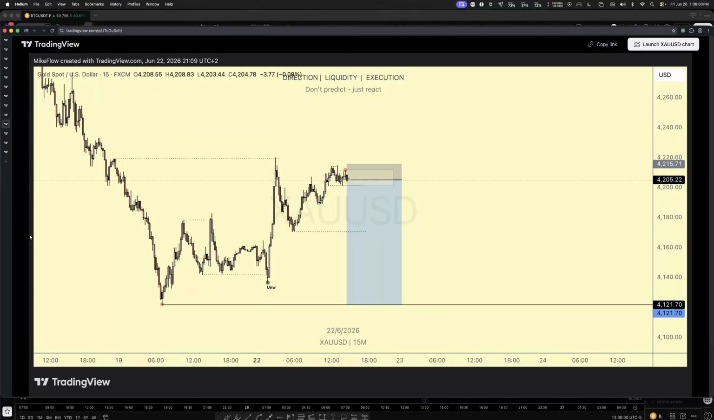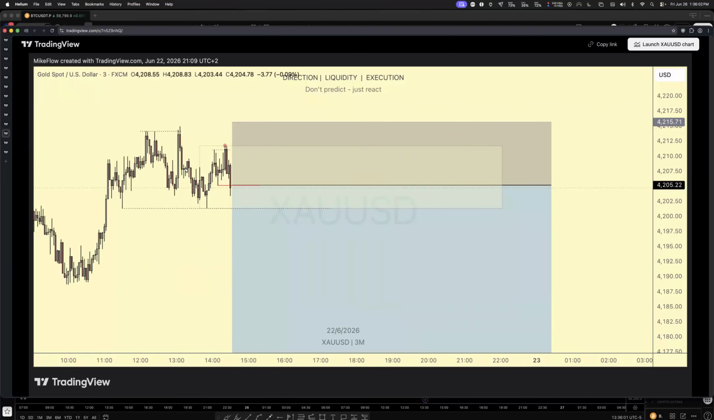I see the sweep internally. I see it. Yeah, I see the sweep. I would have liked to see this maybe with a bit more momentum, but I think this is enough for a reaction. But like I said, I want to see that high be swept because that would offset the potential structural disruption.